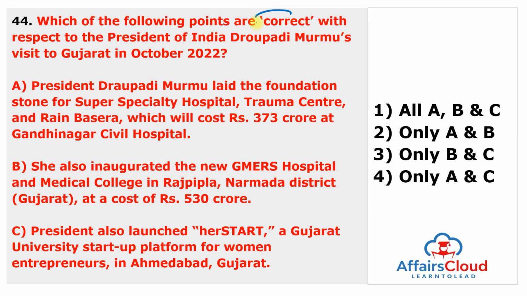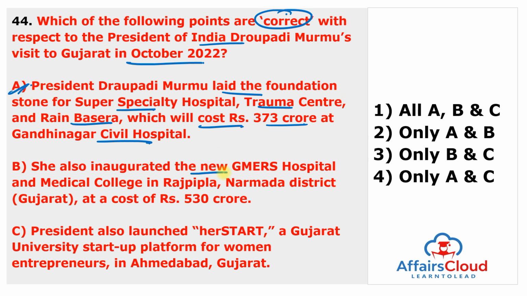Which of the following points are correct with respect to the President of India Draupadi Murmu's visit to Gujarat in October 2022? So let's read the statement and find out the correct statement. First is, President Draupadi Murmu laid the foundation stone of Super Specialty Hospital, Trauma Center and Rain Basera, which will cost 373 crore at the Gandhinagar Civil Hospital, and the president made a visit to Mahatma Gandhi Ashram residence, which is known as Hriday Kunj. This statement is true.